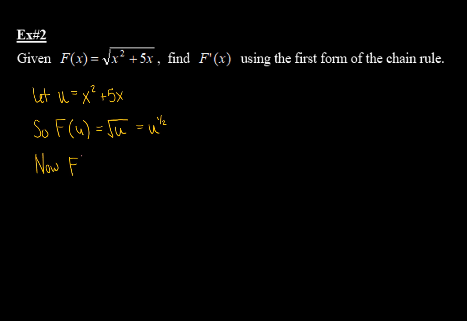Now I'm going to take the derivative of f of u. So the derivative of f of u is where I'm going to take this power 1/2 and bring it down to the front. So I'm going to get 1/2 of u, and then I subtract 1 from that power. So I get 1/2 minus 1 is negative 1/2. And then I need to multiply that by the derivative of u, or u prime.